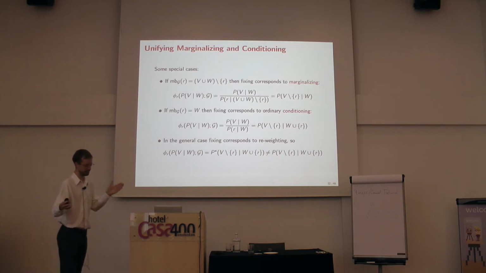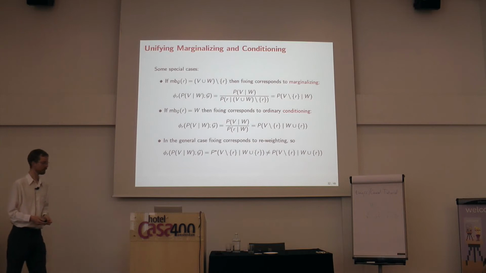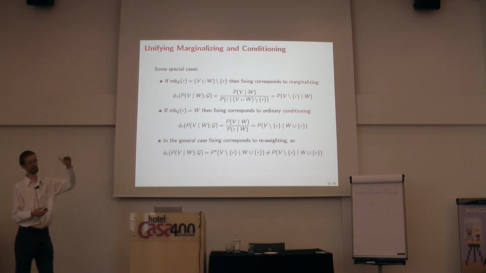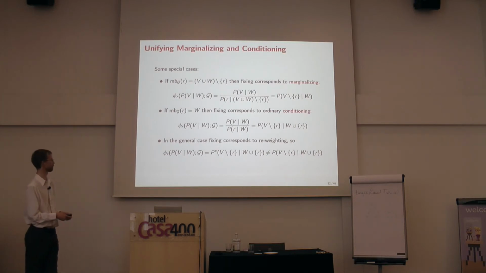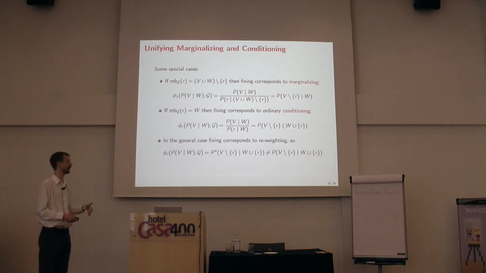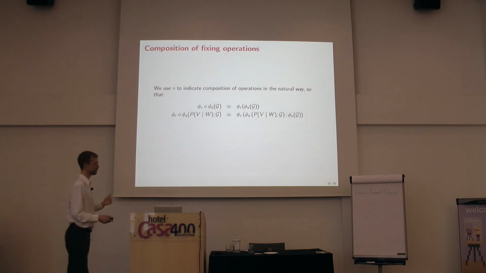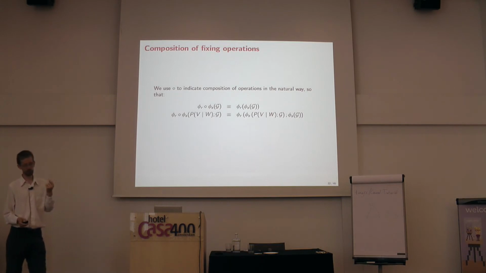So this covers both marginalizing and conditioning, which sometimes in these identification algorithms have been separate marginalizing steps and division steps, but those can be rolled together by this notion of fixing. In general, if it's not one of these extreme cases, then it corresponds to a reweighting, and we get something which is neither an ordinary marginal nor an ordinary conditional. That's the reason why causal identification is more complicated.